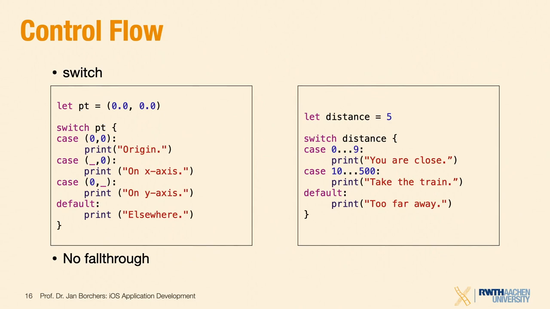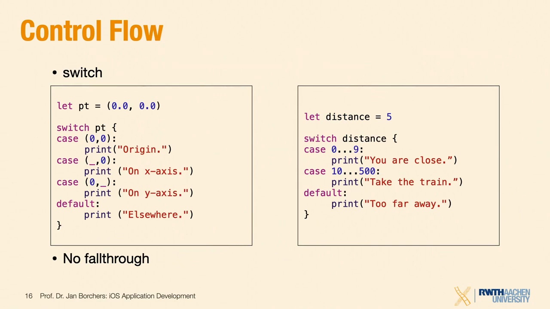The other thing that's maybe a bit interesting here is that you can use a whole bunch of different things. For example, what we see here is that point is actually a tuple, consisting of two doubles. And then we can switch on the value of a tuple. Now, how do we do that if we only want to switch on the value of one part of that tuple? We can use a wildcard. That's the underscore here. If it's 0, 0, then print this. If it's anything else and 0 on the y-axis, then we are on the x-axis, right? Otherwise, because we don't fall through, if the x value is 0 and the y value is anything, then we are on the y-axis with our point, and else we are, well, somewhere else.